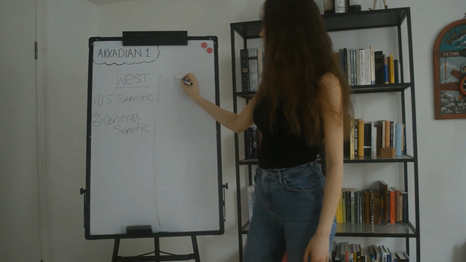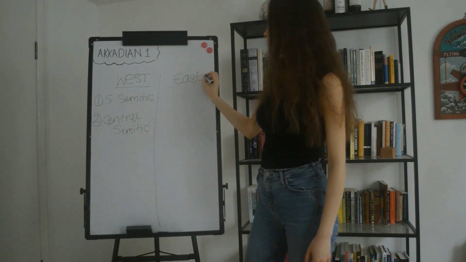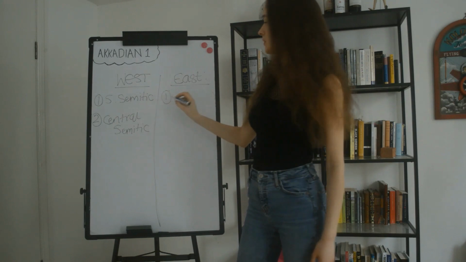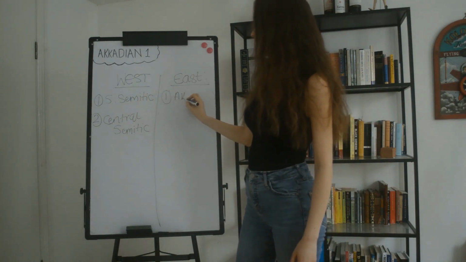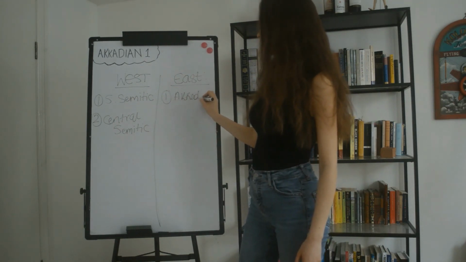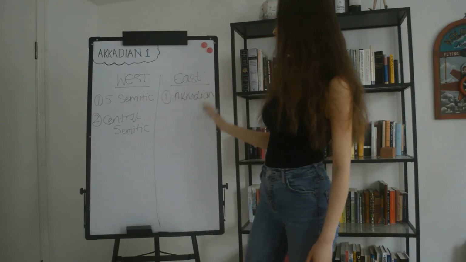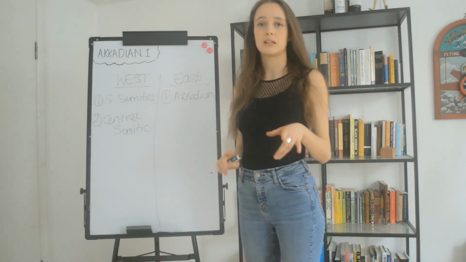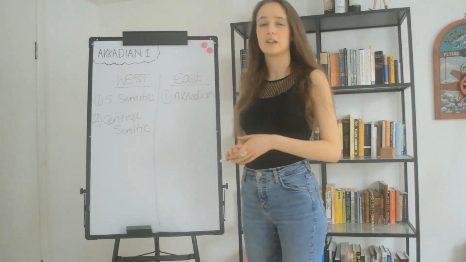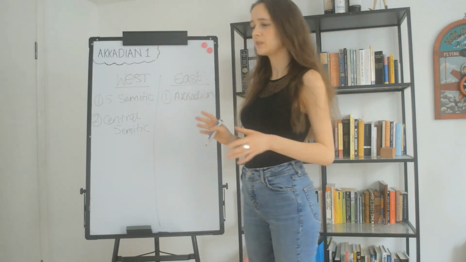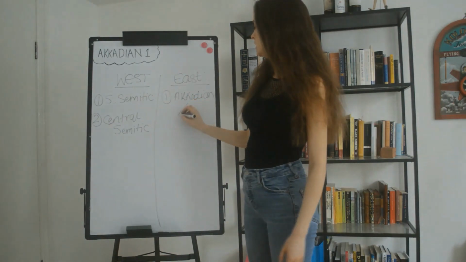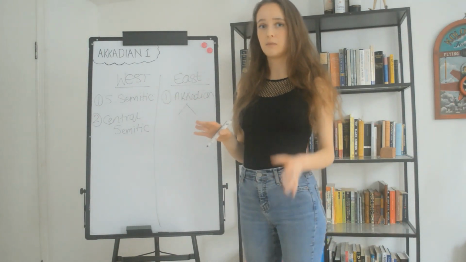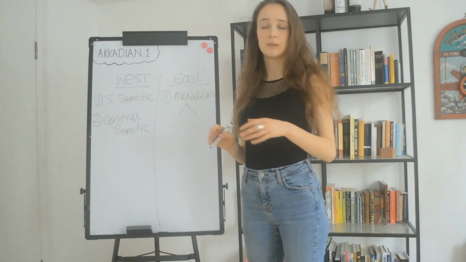The eastern branch is far more condensed because it has only Akkadian. Akkadian is the only contender on the eastern branch of the Semitic family tree. There is one other possible contender, which is Eblaite, but that's an undeciphered language, so we can't be sure about that one. So Akkadian first developed in the 3rd millennium BC.